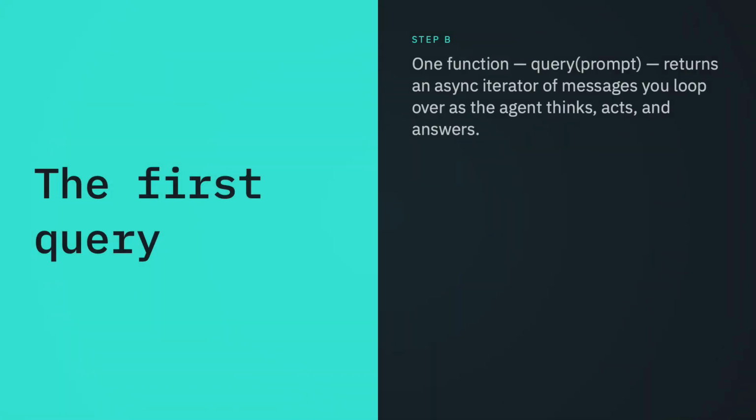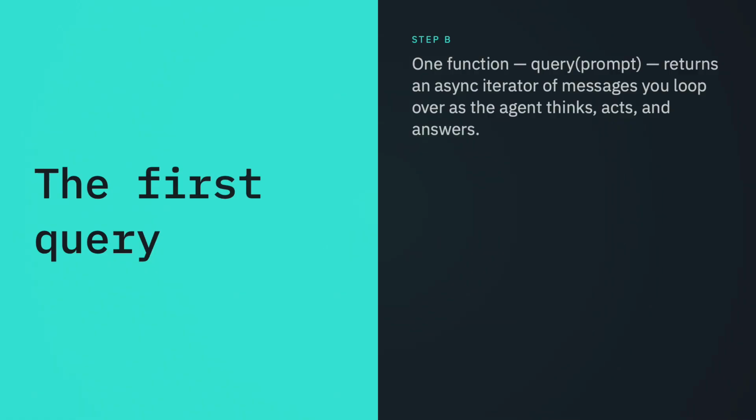Step B, the first query. The entry point is one function, query. You give it a prompt, and it hands back an async iterator, a stream of messages you loop over as the agent thinks, calls tools, and finally answers.